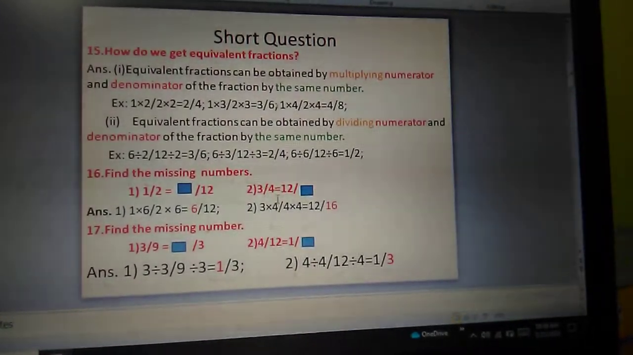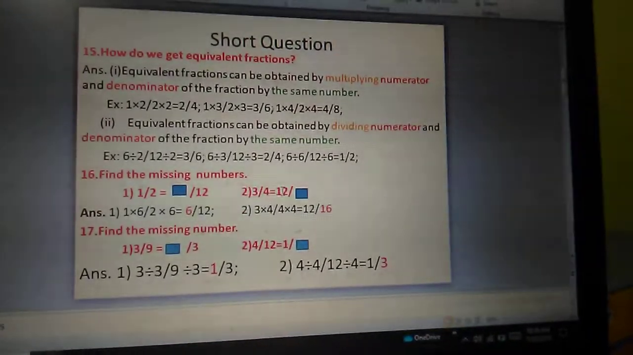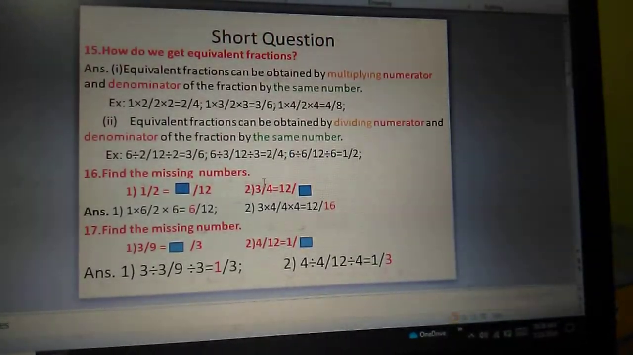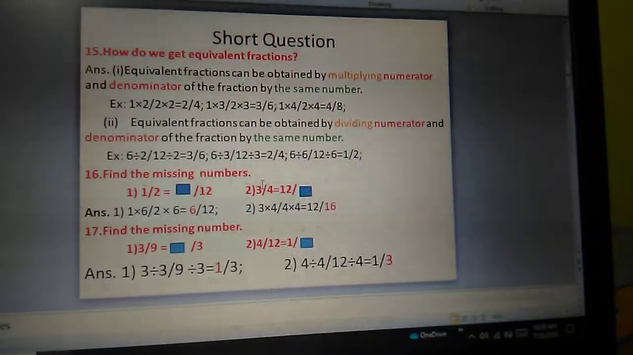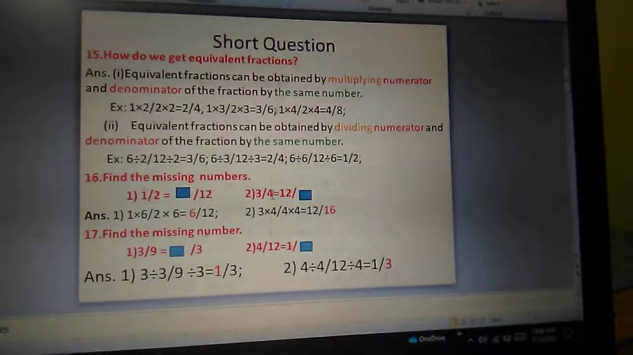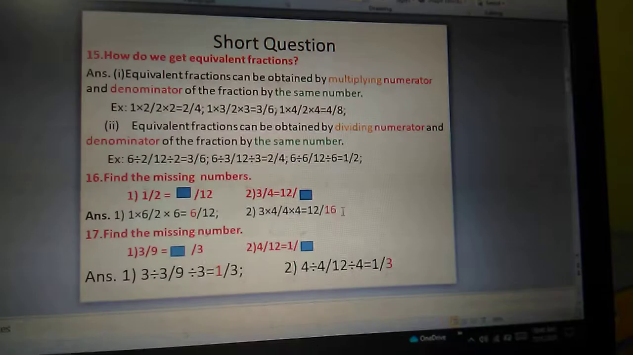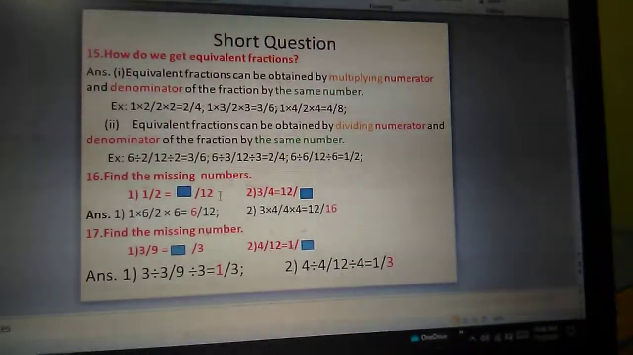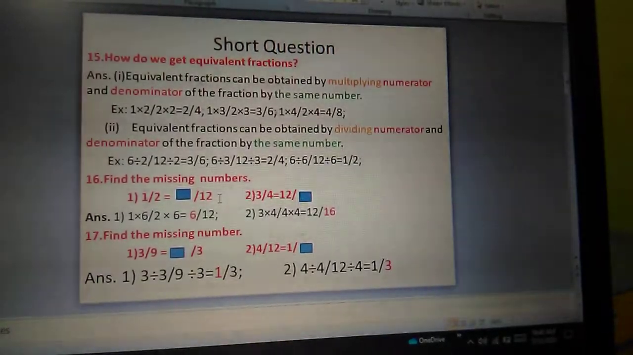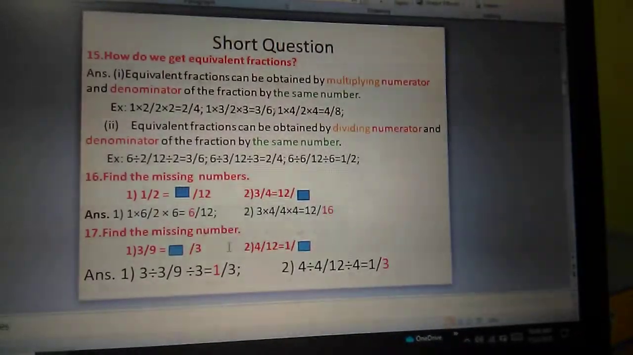Here also look, 3/4 and 12 over box. So what has happened? Here the numerator is given, 12. So we multiply the 3 by such a number so that we get 12. So we know 3 fours are 12. So if we multiply 3 by 4, then we'll get 12. Then we multiply 4 by 4, then we'll get 16. So this is the missing number. So always, whichever number is given opposite the box, you try to get that number by multiplying the numerator or the denominator of the given fraction. In that way you will get the missing number.